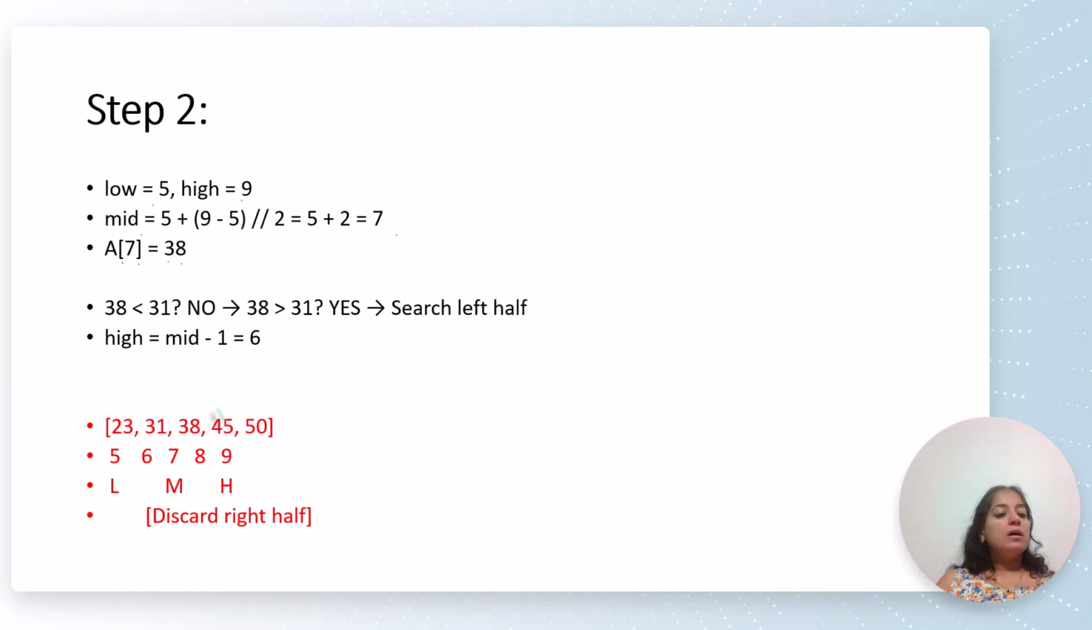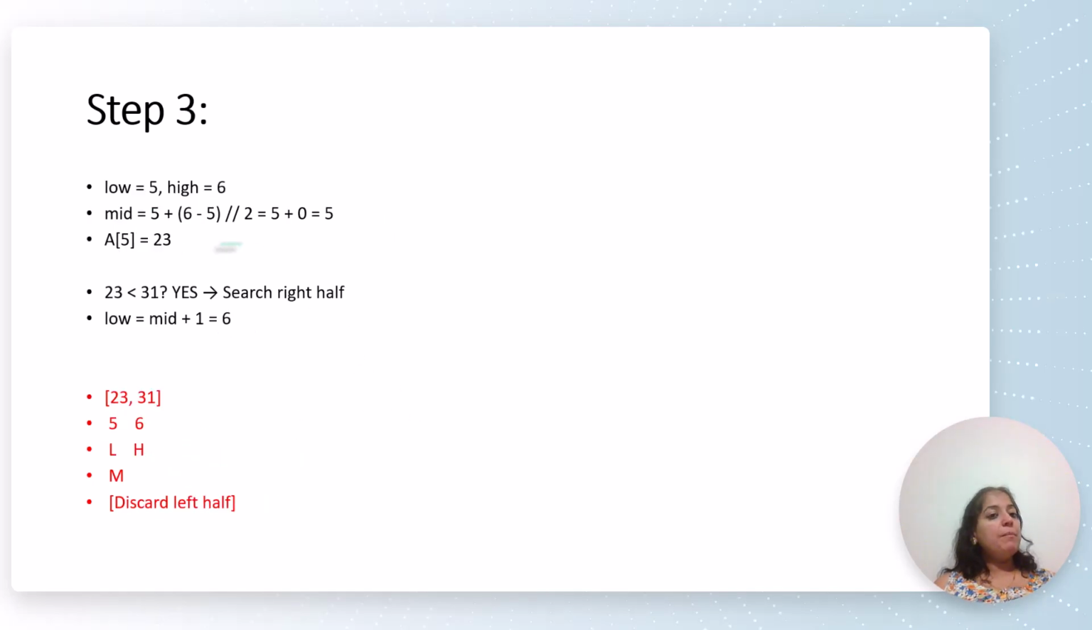So look, this is the array, the middle element is 38. 31 is less than 38, so we are going to find the element in the left half. It is not equal to the middle, and it is not present in the right half. So we are going to discard the right half here, and we will search the element in these two elements, 23 and 31. Now again take the middle element.